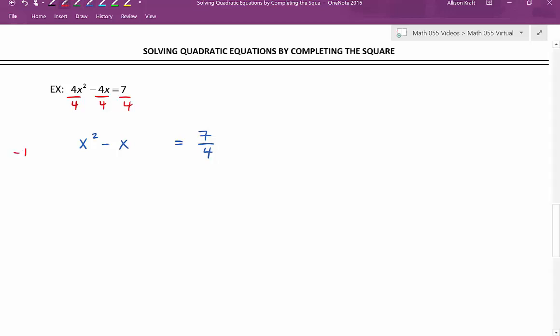We take -1, divide it by 2, and square it. Well, I can't divide 2 into -1, and the fraction doesn't simplify anymore, so we're ready to square. -1/2 squared will be +1/4, and I'm going to add 1/4 to both sides of my equation.